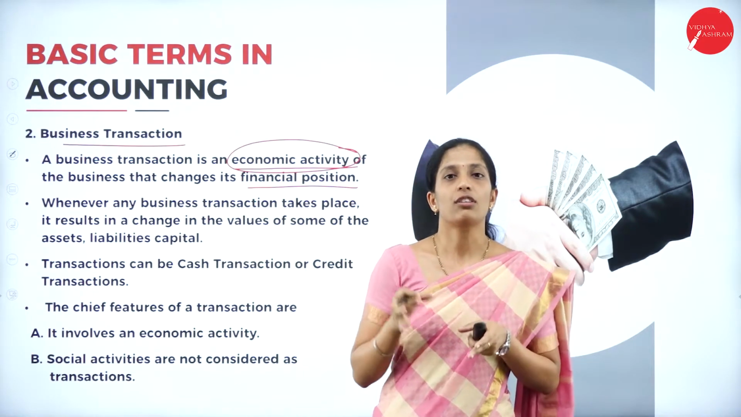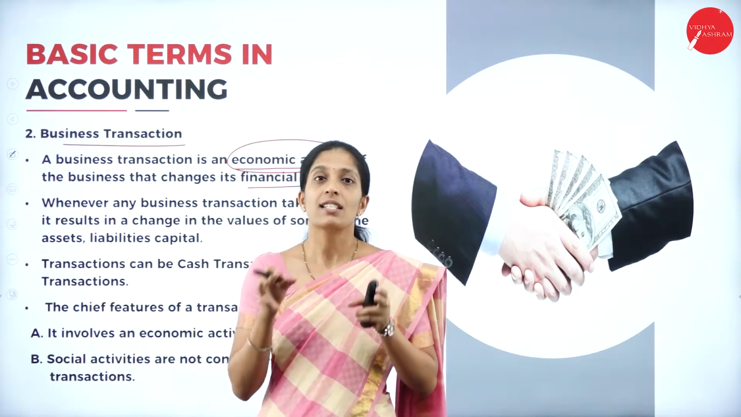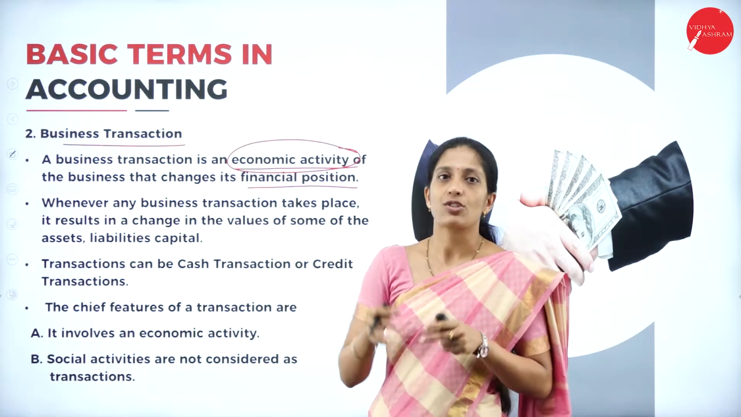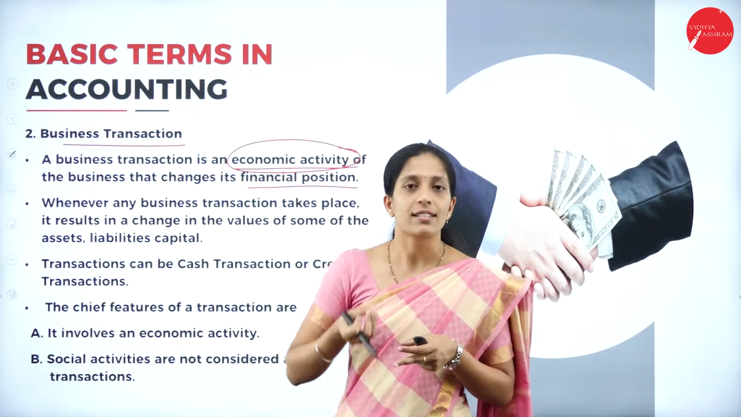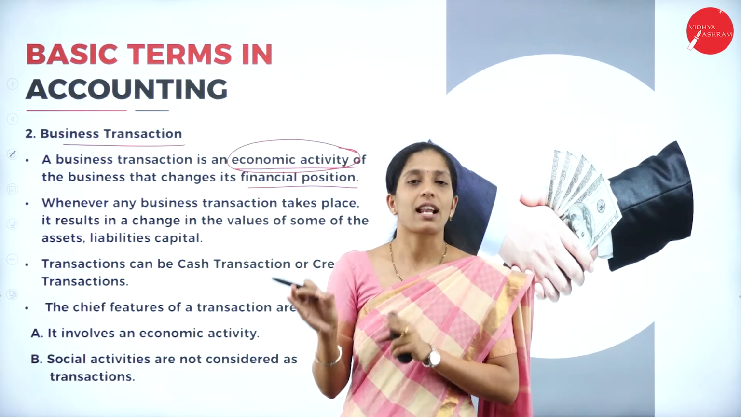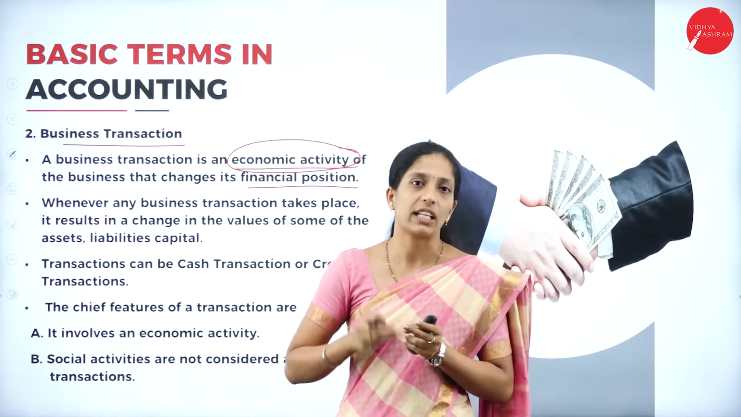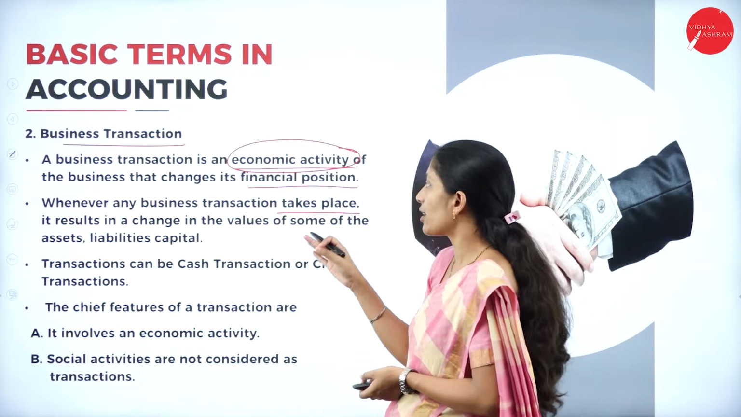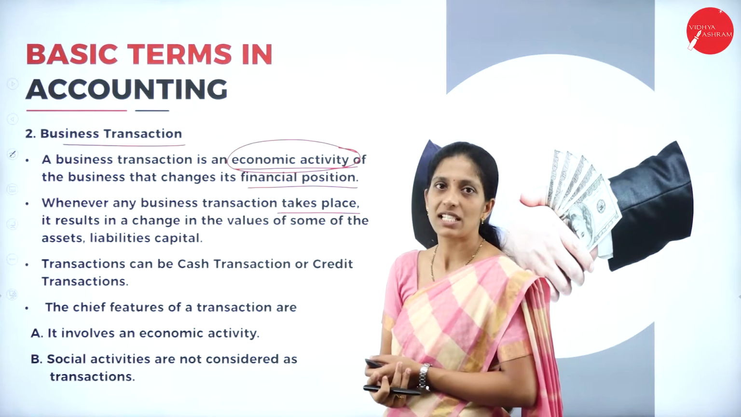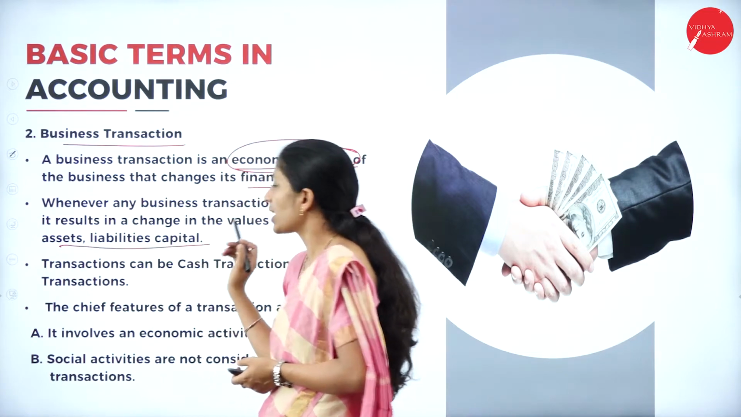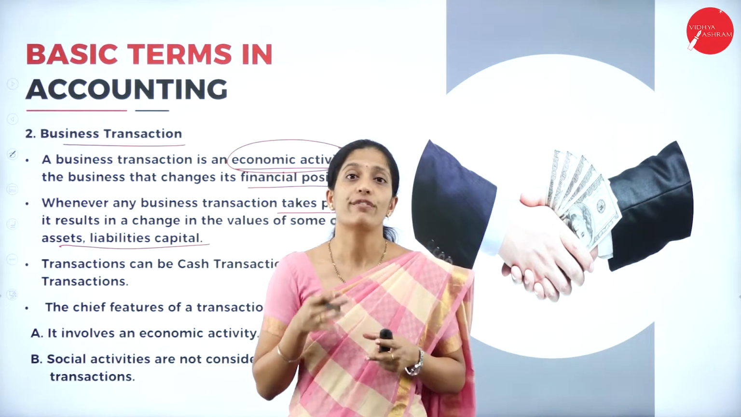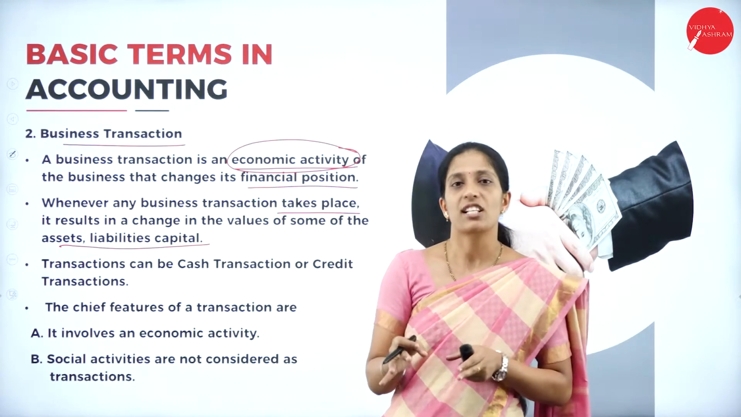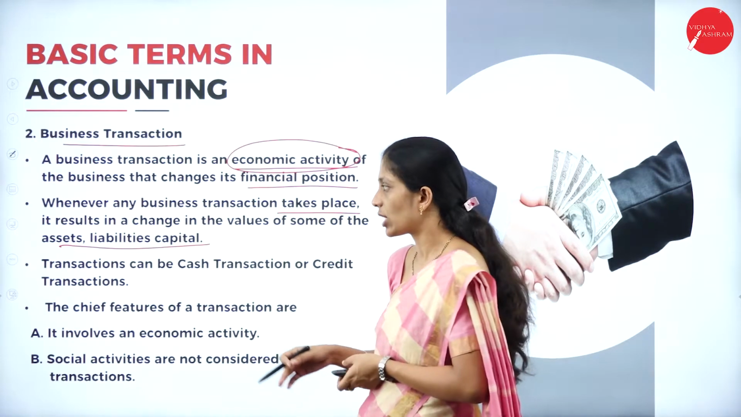Now, if you are going to speak about a business transaction, it is an activity which can be measured in terms of money and it is an economic activity. We are doing that activity in order to get something in return. So, here business is an economic activity because we get profit in return. Whenever a business transaction takes place, it results in a change in the value of some of the assets, liabilities, capital. So, whenever we undertake any of the activities in the business, there may be changes in assets, liabilities and capital of the organization.